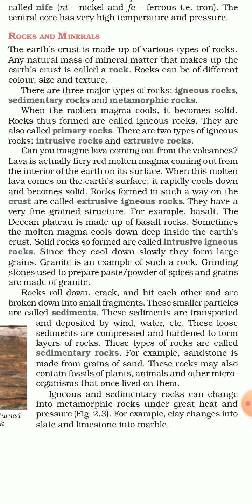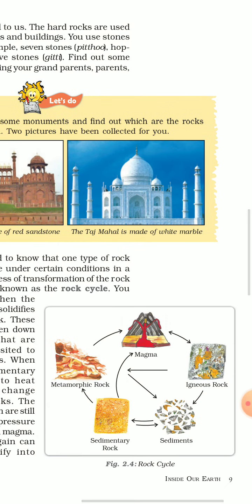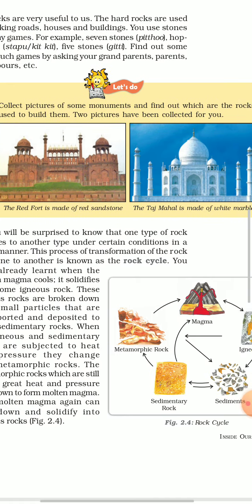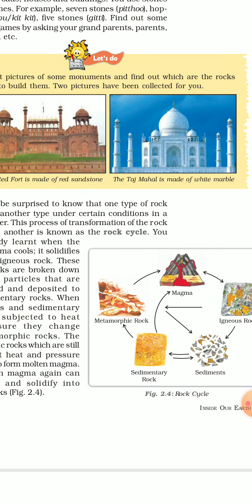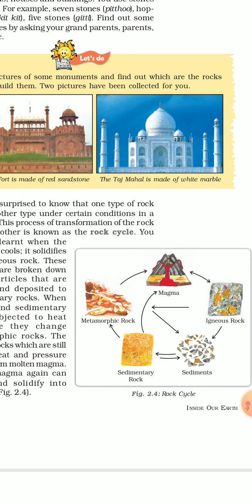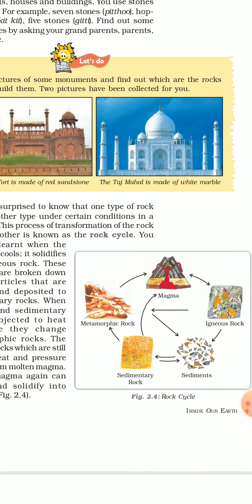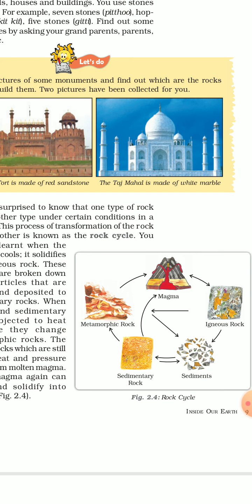Now, the next is rock cycle. So, let us see the rock cycle. The process of transformation of the rock from one to another is known as the rock cycle. Rocks come from the lava and go back to lava. But in the process, they might change from one type to another.